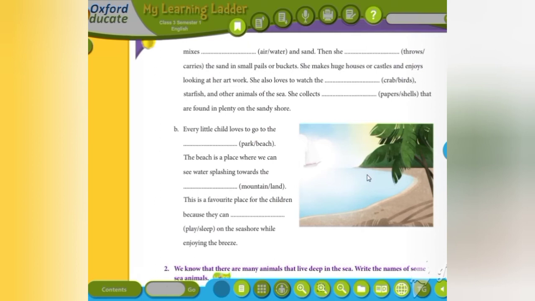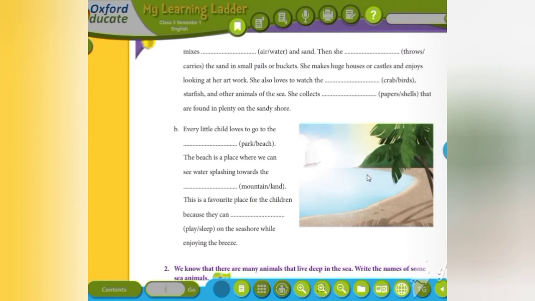Crab, right? In the seashore we can find crab, right? So crab, starfish and other animals of the sea. She collects dash that are found in plenty on the sandy shore. What? Shells, right? So in the seashore we can find papers or shells. We can find, yes, we can find shells, right? Okay, so I have given you the first example and the second, B part, you have to complete it.